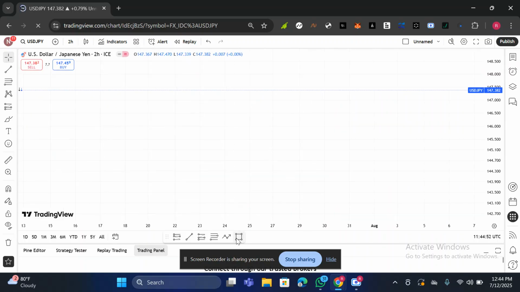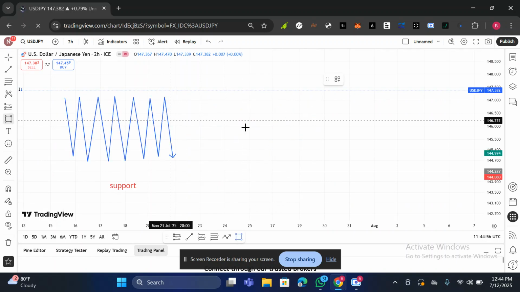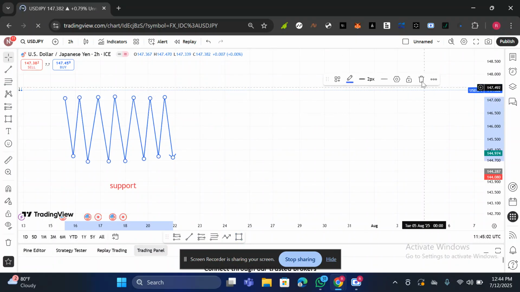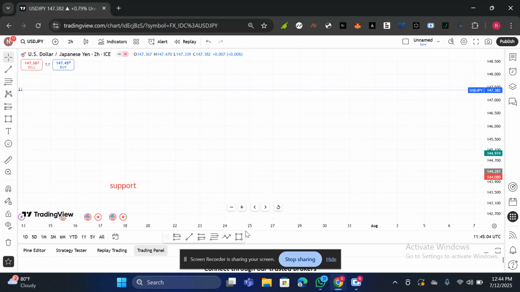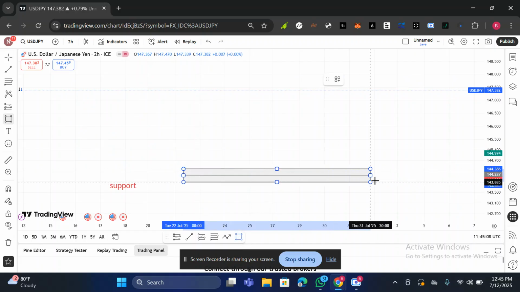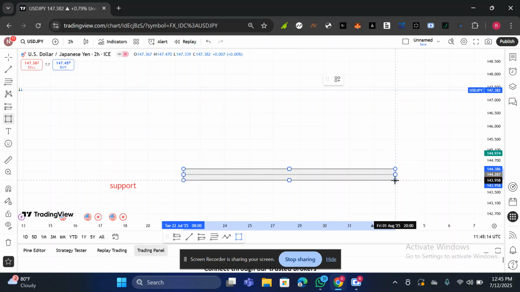Now, looking at support, let me use a layman's understanding. What we mean by support is just like the floor, the floor of the house, or the ground. While resistance is just like the roof or the ceiling, depending, an upper level or a certain level.